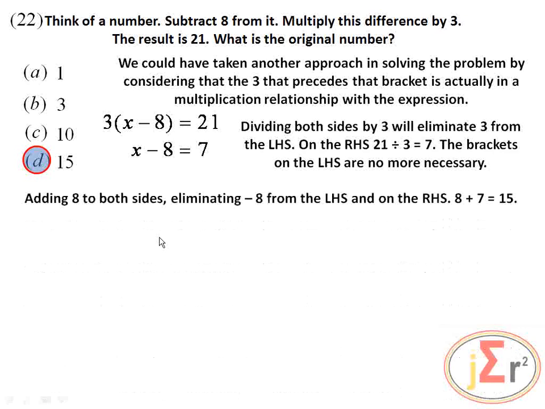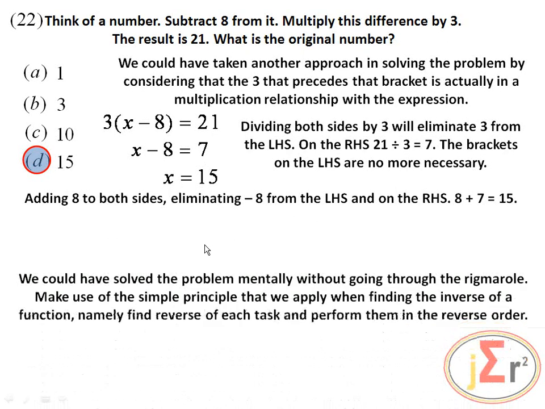And we may finish up the solution of that problem by adding 8 to both sides. If we do that, this negative 8 will be eliminated from the left hand side, and on the right hand side we have 8 plus 7 is equal to 15. And that's all there is to it. We have arrived at our answer by using another method.